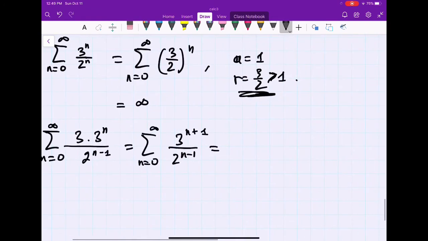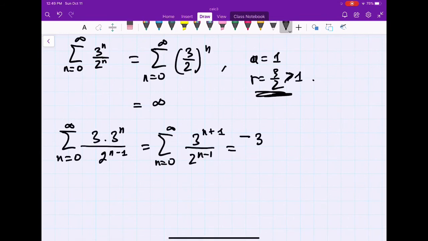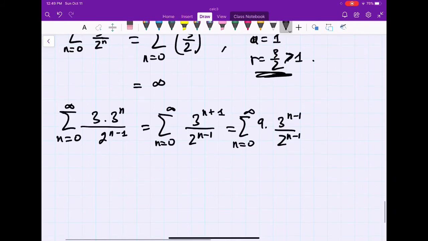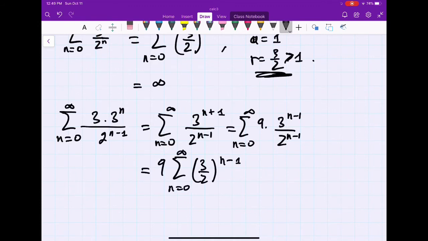You might write it like this, because you need to have the same power, right? So I can write 9 times the sum of 3^(n-1) over 2^(n-1), n from 0 to infinity. And this is 9 times the sum of 3 over 2 to the n minus 1, n from 0 to infinity. And again, if you pay attention to the index, this goes from 0 to infinity, and here the power is n minus 1. But it's fine.